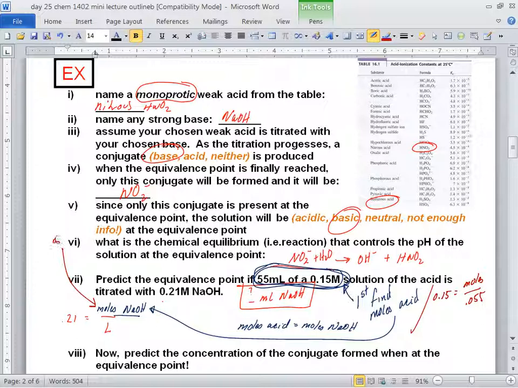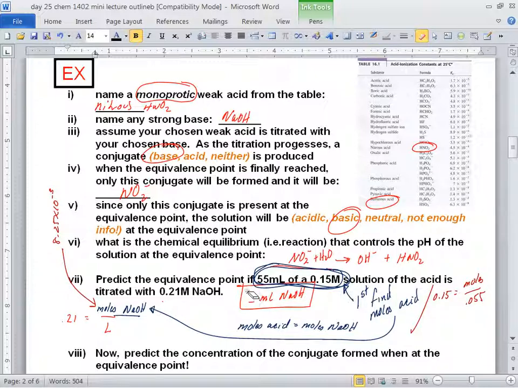So did you get 8.25 times 10 to the negative 3 for the moles? Right? Now solve for liters. That's going to go to the top. This goes to the bottom. So 8.25 times 10 to the negative 3 divided by 0.21. Okay, and that's the answer in liters.